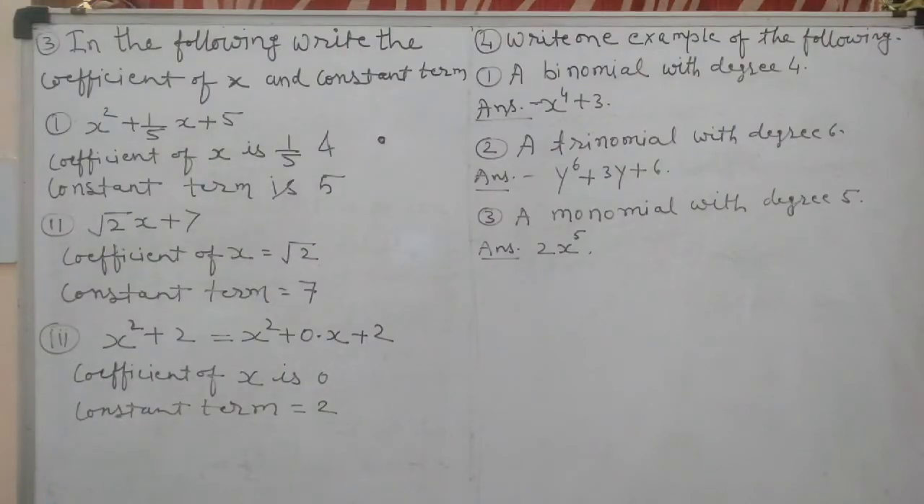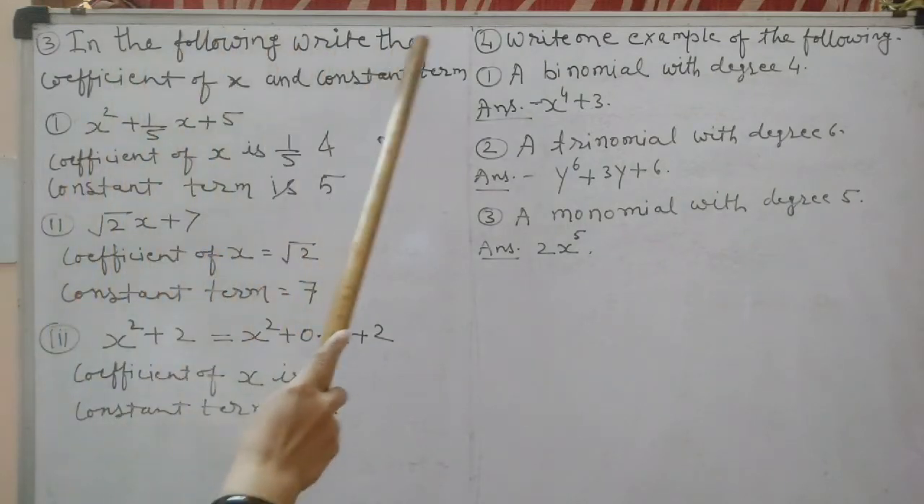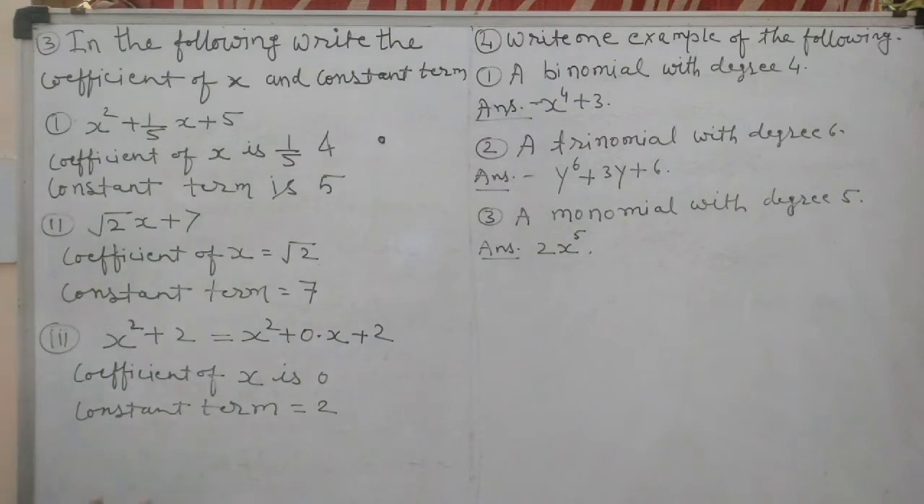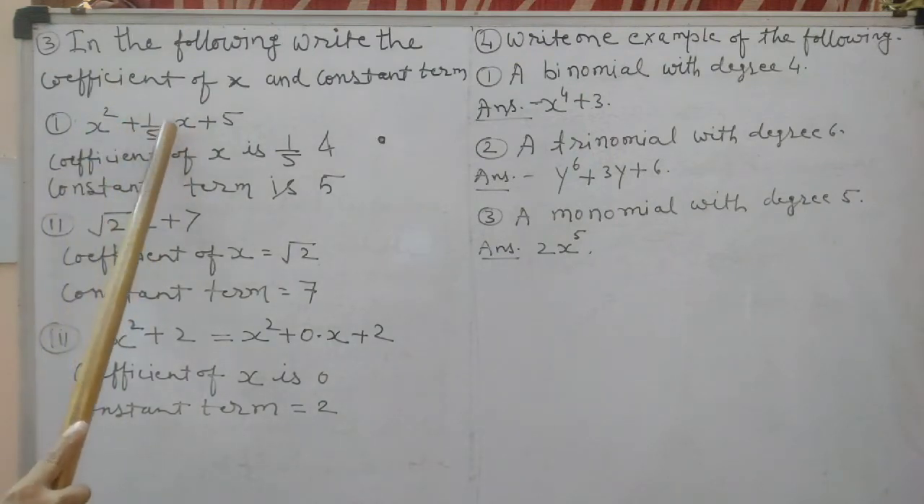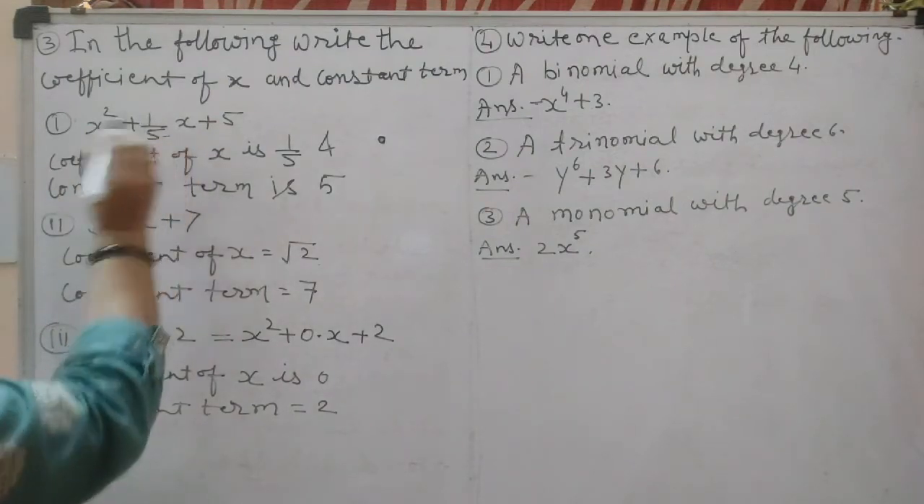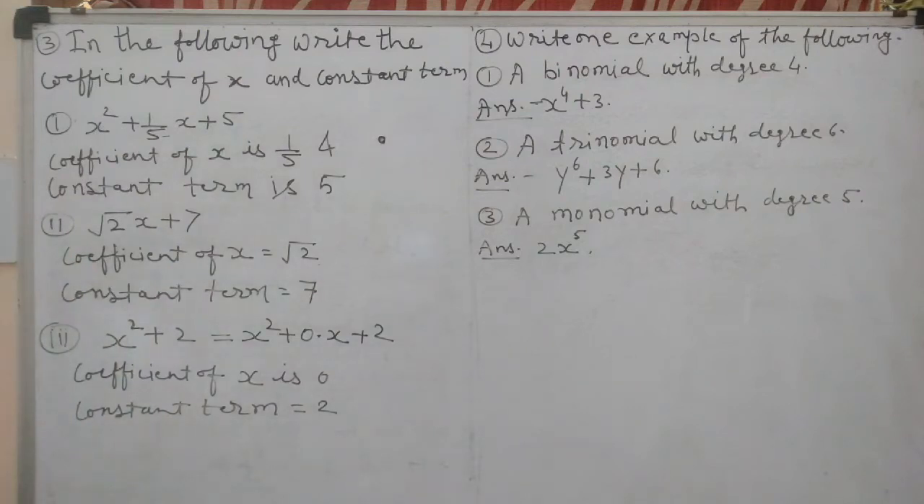See question number 3. In the following, write the coefficient of x and the constant term. In this question we have to find the coefficient of x. Coefficient of x means the remaining part of x in the given polynomial expression. Now see, first is x square plus 1 by 5 x plus 5. Here the remaining part of x is 1 by 5. So 1 by 5 is the coefficient of x, and the constant term is 5.